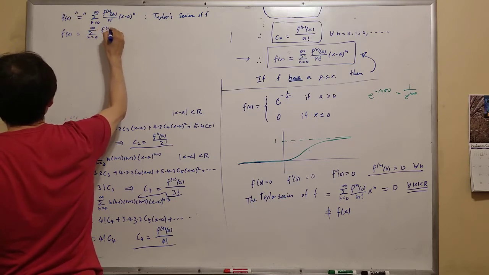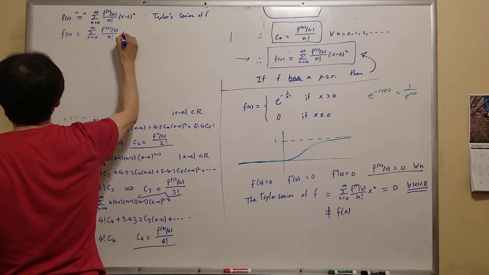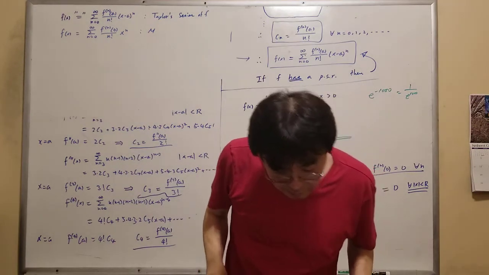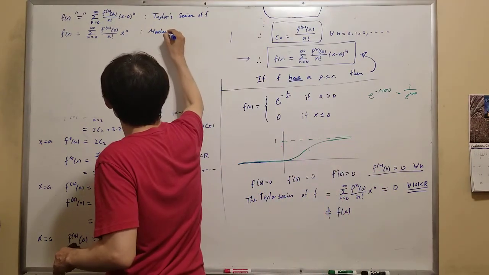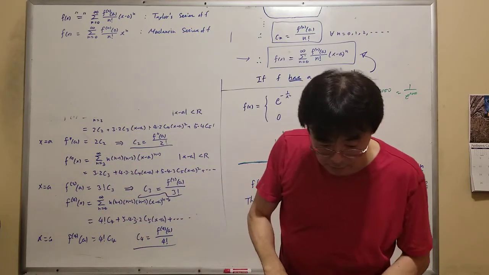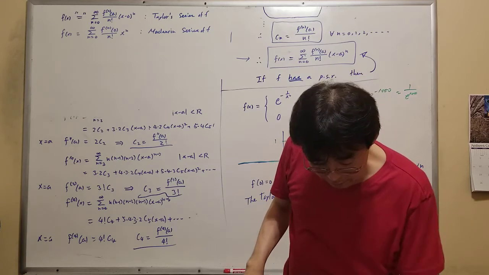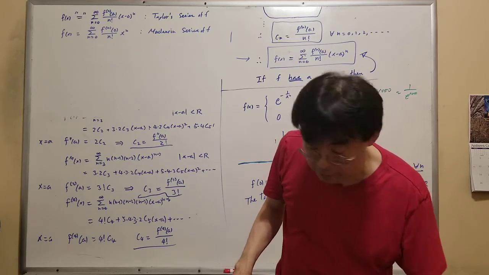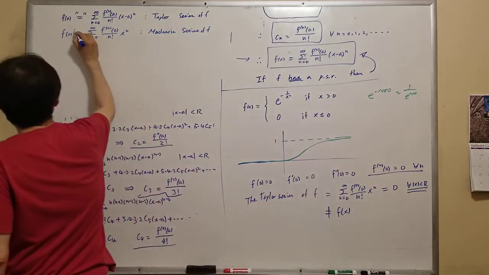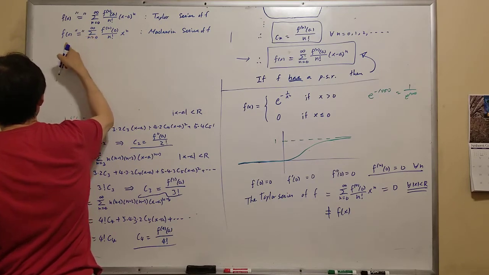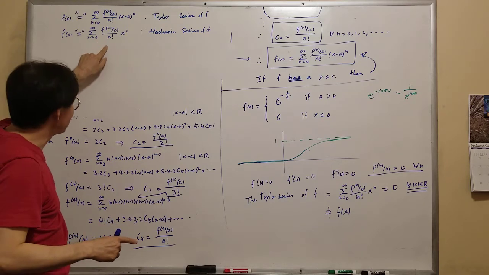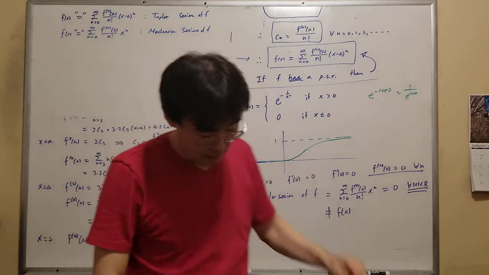Now, if a happens to be 0, we give it a special name. We call it the Maclaurin series of f. Okay. Taylor series or just Taylor series? I think it's just Taylor series. Again, if we know that this one has a power series representation, then that power series representation will be just this. Okay?